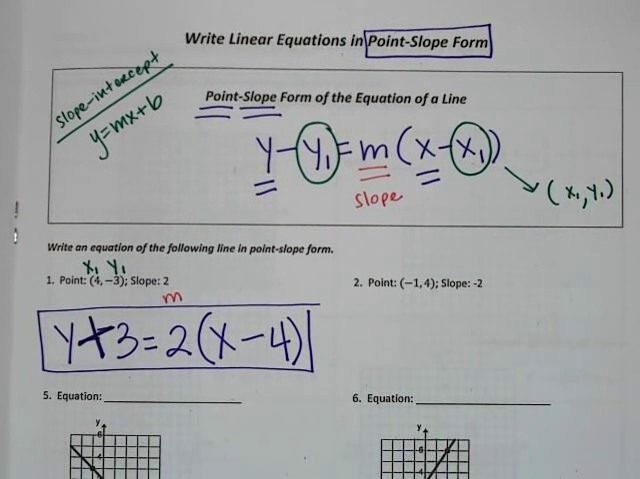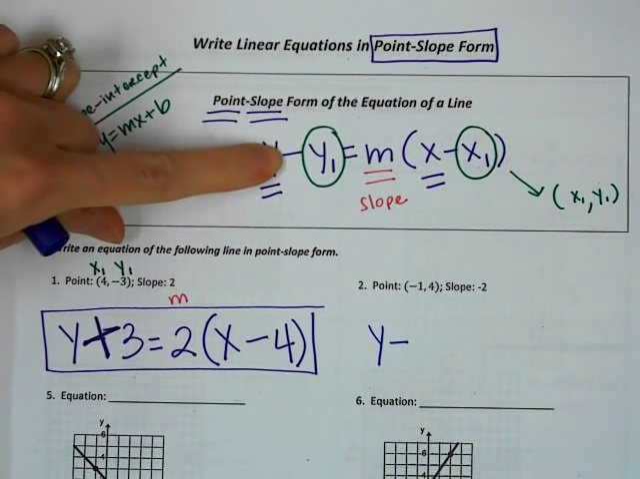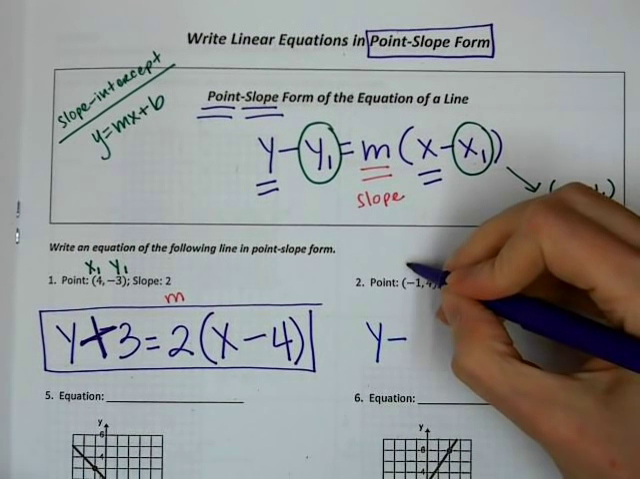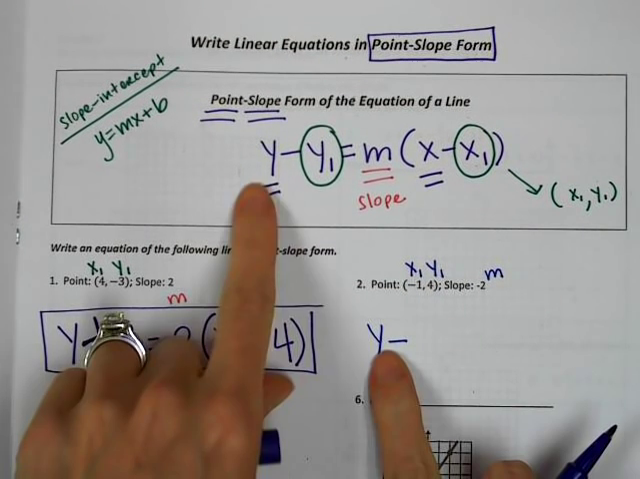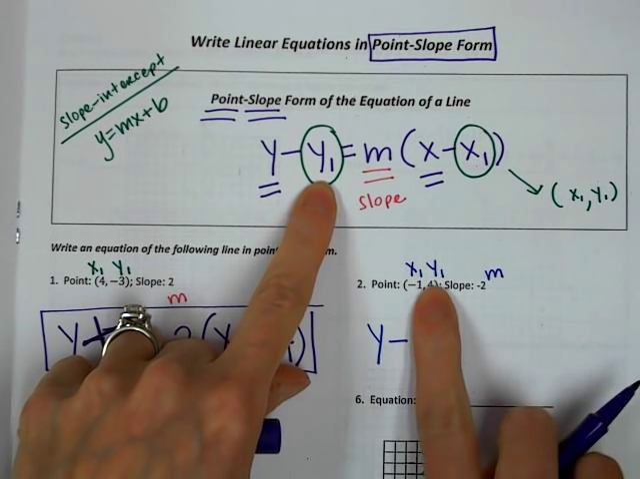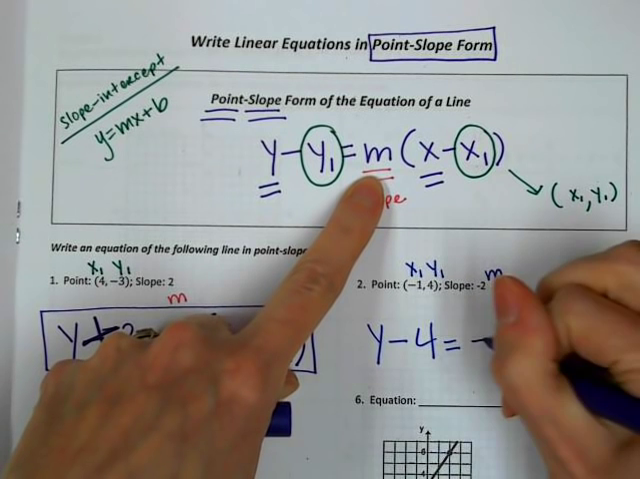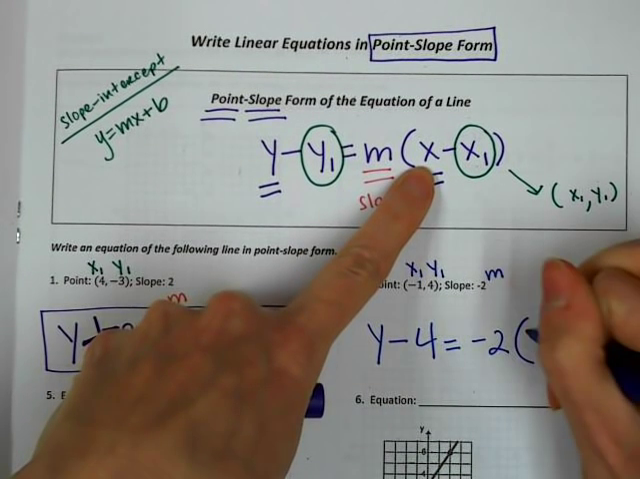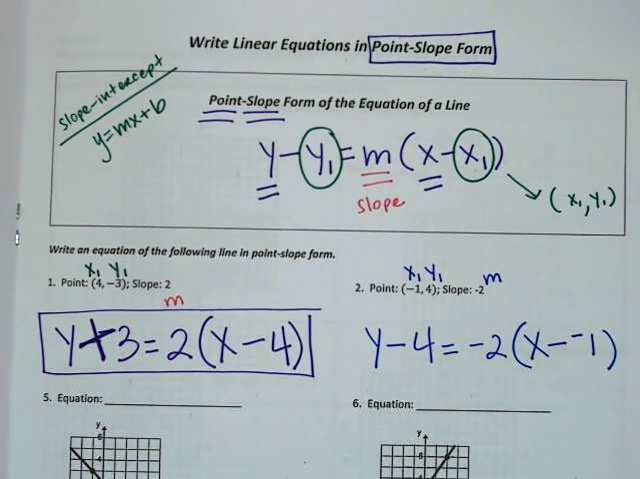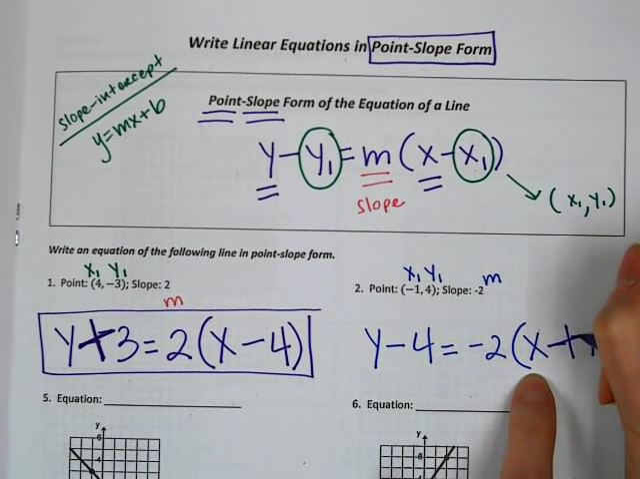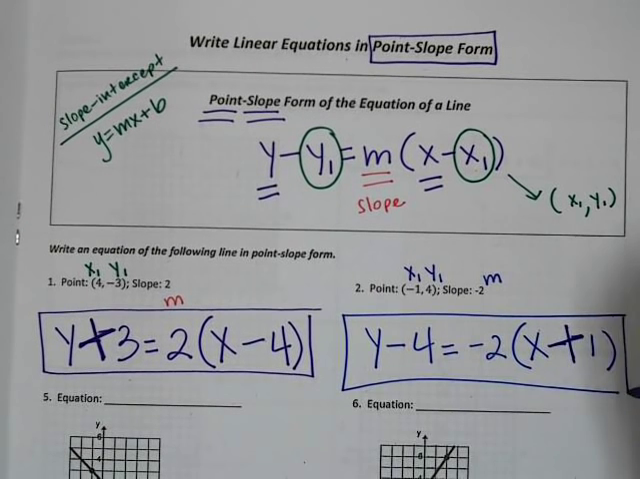All right, let's try number 2. Let's start with y minus y1. Oh, we should label first. This is x1 and y1, and this is m. Okay, so y minus y1, so y minus 4 equals m, which is negative 2, parenthesis, x is x, minus x1 is negative 1. But again, minus a minus, people usually don't leave it like that. They make it a big plus. And that's it. That is point-slope form.